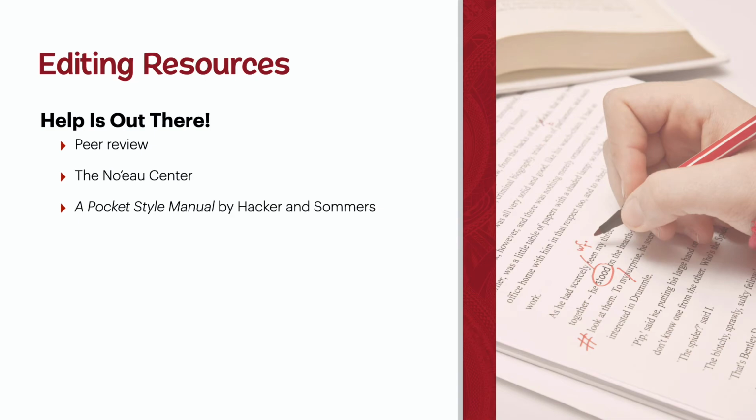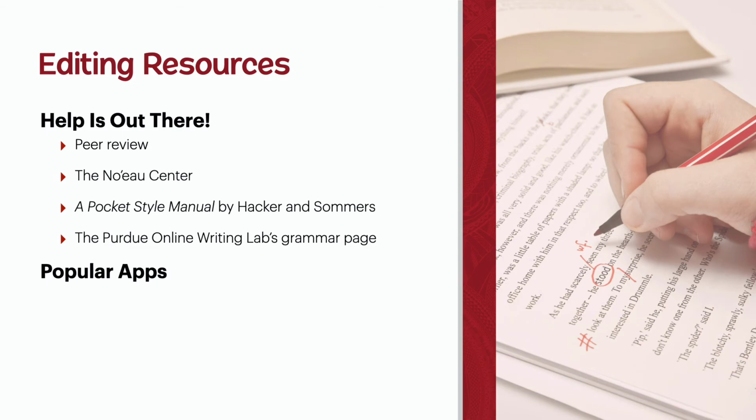I also like the Pocket Style Manual by Hacker and Sommers. It's a quick reference for improving things like clarity, punctuation, grammar, and mechanics. You can find it on Amazon.com or in our library. Purdue University also has a great online writing lab, and they feature a grammar page that answers a lot of commonly asked questions. Finally, if you're interested in some popular apps, we recommend Grammarly or Hemingway Editor. Please keep in mind, though, that technology is not always perfect. Grammar apps occasionally give incorrect recommendations, so be sure to use another resource in addition to either of these apps.